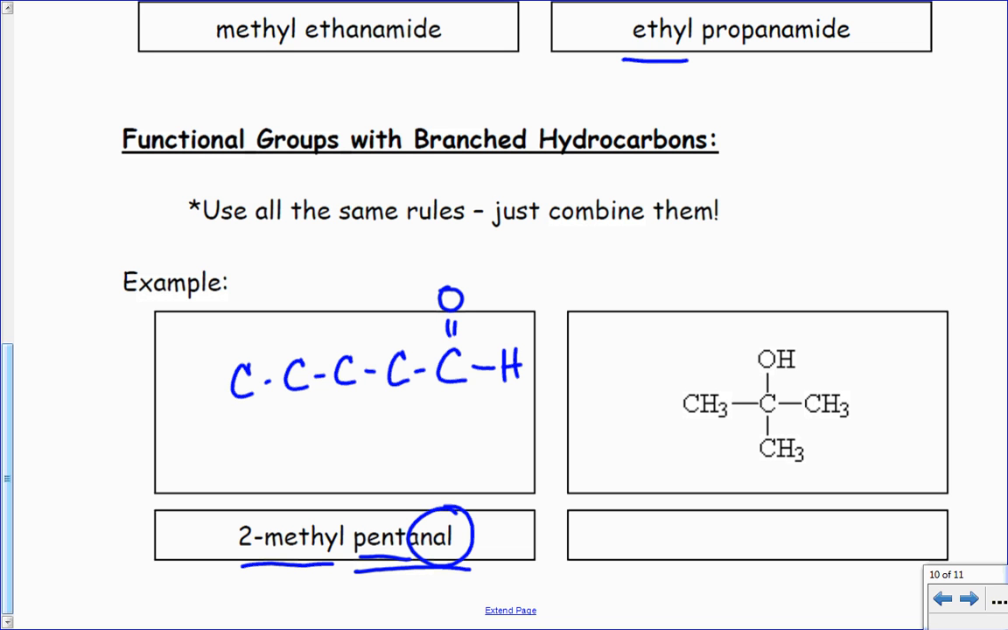Okay, and then the 2 methyl. So this is my first carbon. On this carbon, there's a methyl. Bam, done. Okay, this particular one has an alcohol.